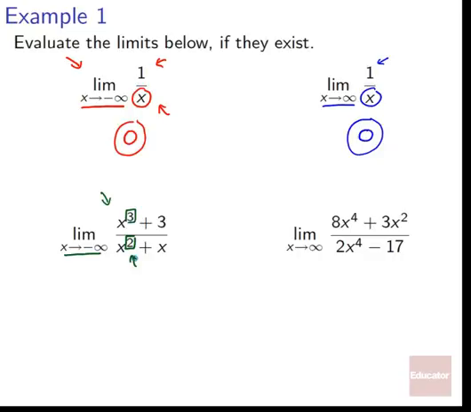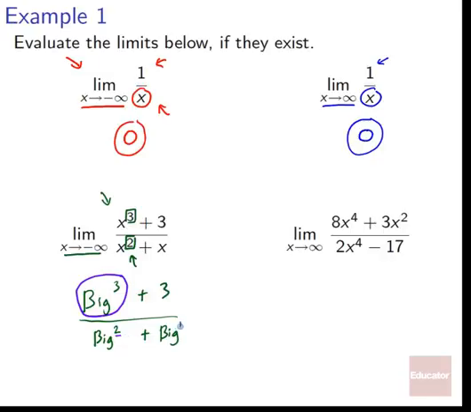We can also imagine this, if we were to plug in a very large number, then we'd have big cubed plus 3 over big squared plus big. Well, notice, the number here that is the most important is big cubed, right? Big squared, that's a very large number, but big cubed is going to be even larger, right? There's a huge difference between 10 squared and 10 cubed, right? 10 squared is 100, but 10 cubed is 1,000. So as we get out to very large numbers, big cubed is going to be massively larger than big squared.